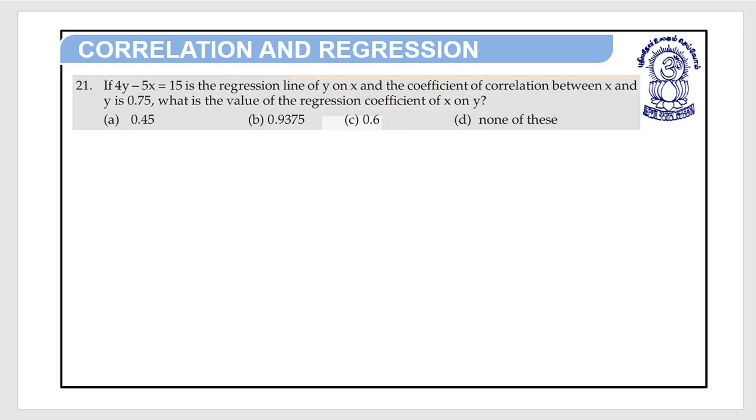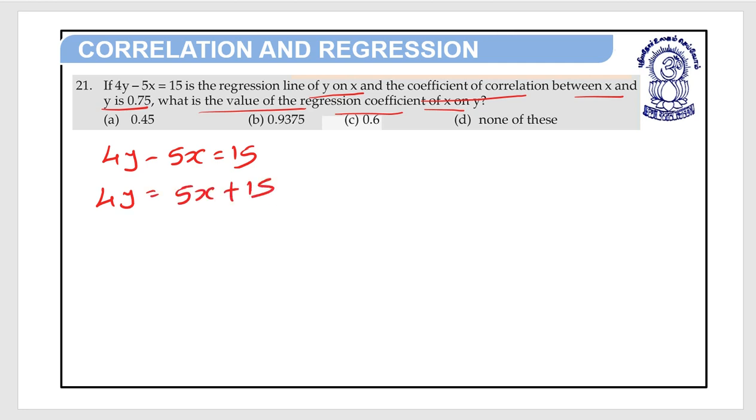Now question number 21. If 4y minus 5x is equal to 15 is the regression line of y on x, and the coefficient of correlation between x and y is 0.75, what is the value of the regression coefficient of x on y? So 4y minus 5x is equal to 15, 4y is equal to 5x plus 15, y is equal to 5 by 4 x plus 15 by 4. Byx is equal to 5 by 4.